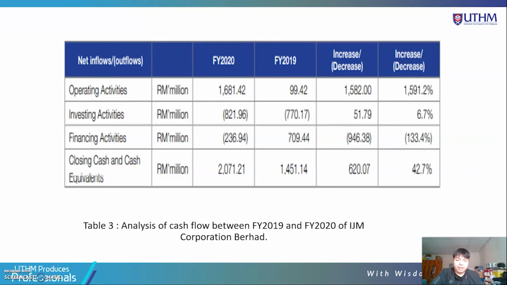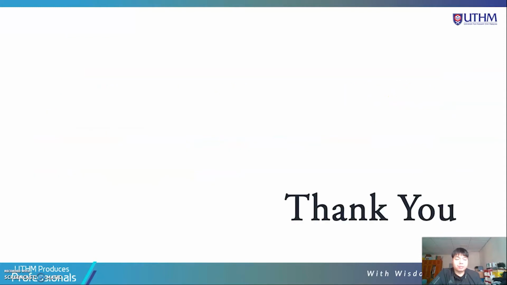of IJM Corporation Berhad. Firstly, as we can see, the operating activities increased by 1,591.2%. That's pretty much. And the investing activities increased by 6.7%, and the financing activities decreased by 133.4%. And the closing cash and cash equivalents increased by 42.7%. So that's all from me.